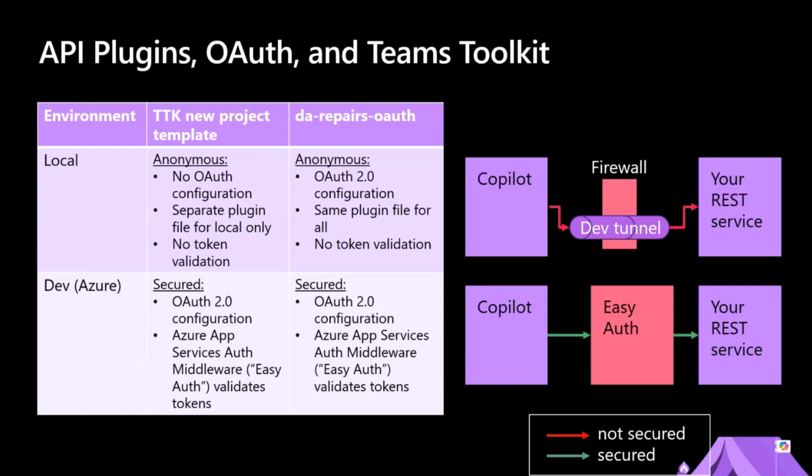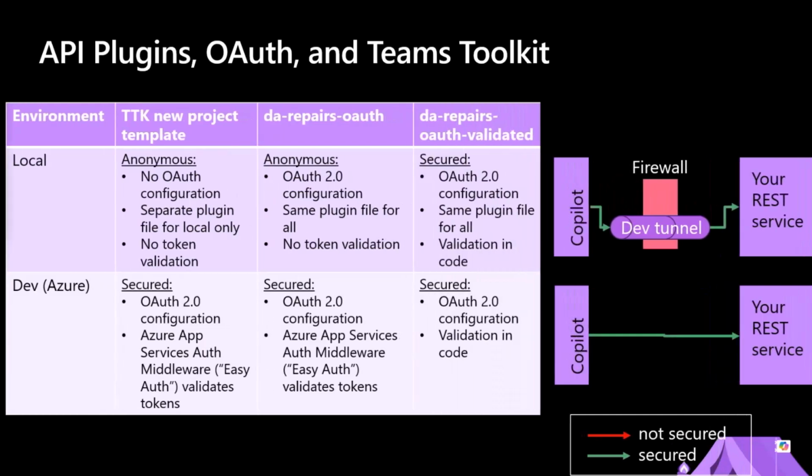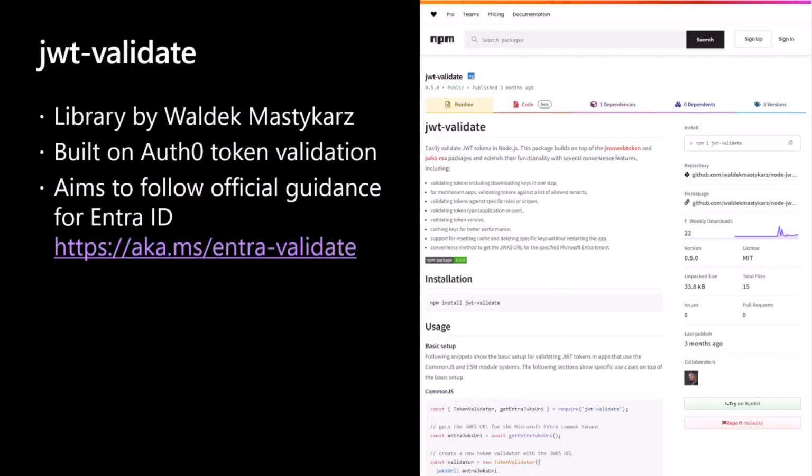So I talked to Waldek, and he created this awesome library, which made it possible to make another sample, which is what I'm going to show you, where we're doing the validation in code. So instead of relying on EasyAuth, in the Azure function we're going to validate each request. And to do that, I didn't follow that long article, Waldek did. And he kindly wrote this amazing library called JWT Validate, which will validate a token from JavaScript or TypeScript. And so you're going to see how that works.